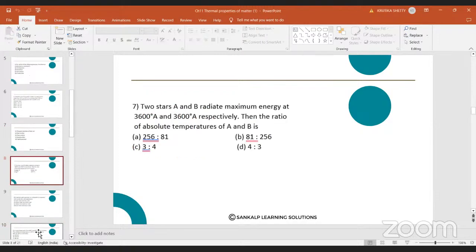Okay. Seventh question. Two stars A and B radiate maximum energy at 3600 and 3600. Actually both are 3600, so we get 1 in the option. So here, make a change: take one as 3600 temperature and the other one as 4800. Make this one 4800.